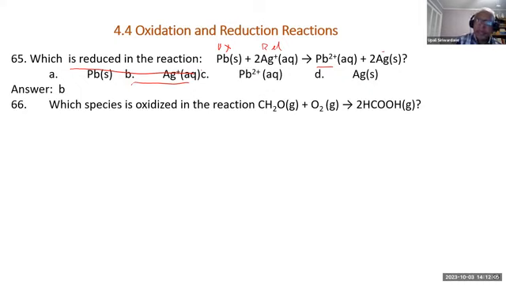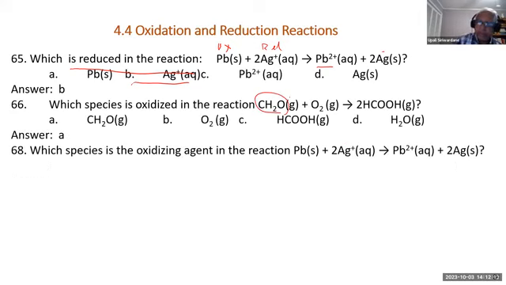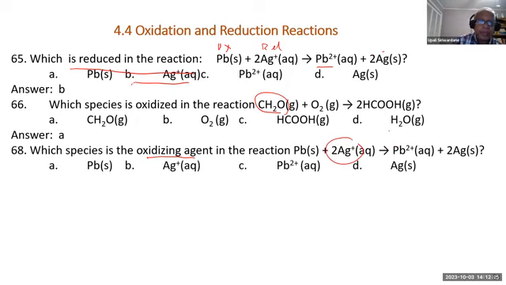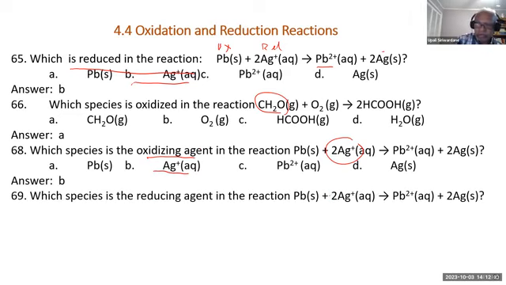We have gone over some of that. Which is oxidized? That looks like the same problem. A, oxidizing agent. This is oxidized. Therefore, the oxidizing agent is the one which is reduced. B is the correct answer. You only look at the reactant side. Which is the reducing agent? I think I have gone over this material. The reducing agent is lead.